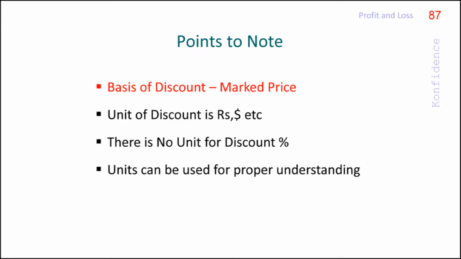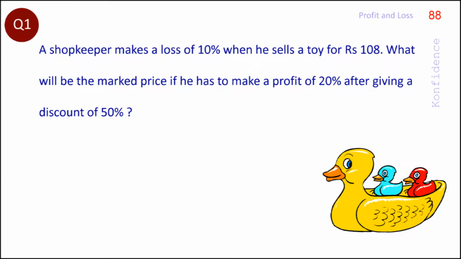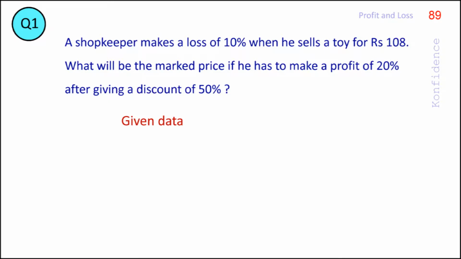Let us look at an example to demonstrate all this. Refer to question Q1. A shopkeeper makes a loss of 10% when he sells a toy for rupees 108. What will be the marked price if he has to make a profit of 20% after giving a discount of 50%? If we summarize the given data, it will look like this.